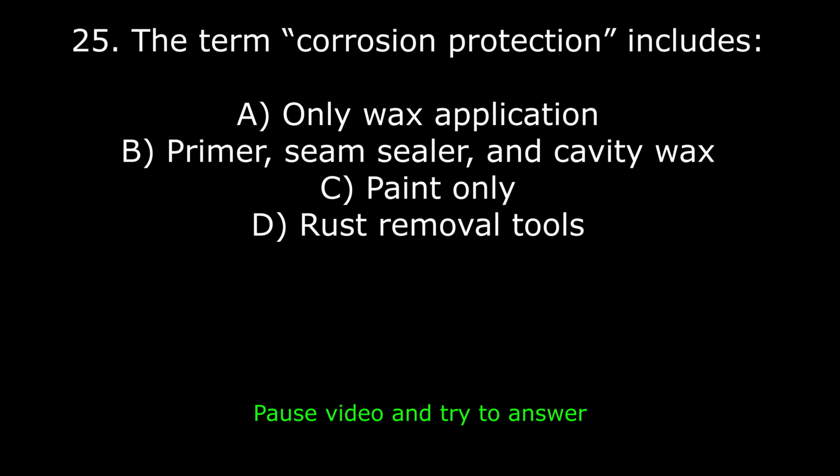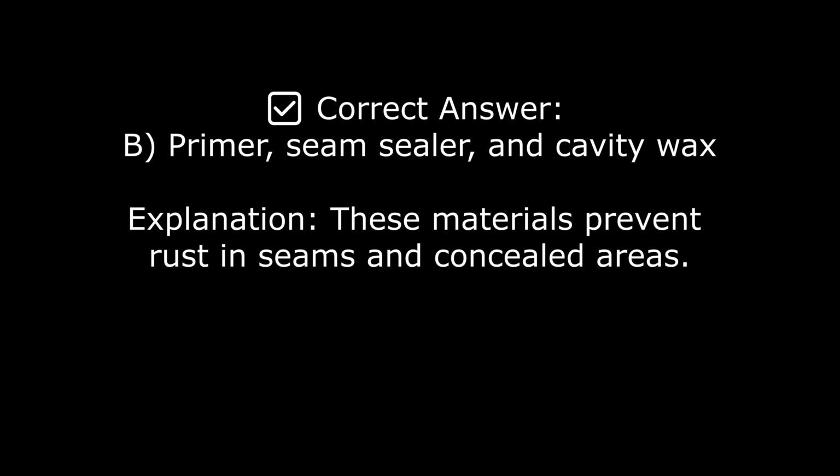25. The term corrosion protection includes A. Only wax application, B. Primer, seam sealer, and cavity wax, C. Paint only, D. Rust removal tools. Correct answer, B. Primer, seam sealer, and cavity wax. Explanation: these materials prevent rust in seams and concealed areas.